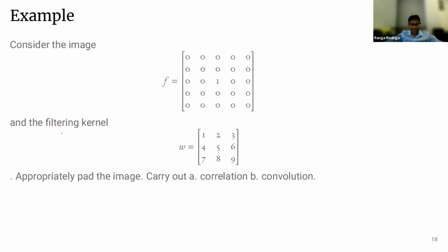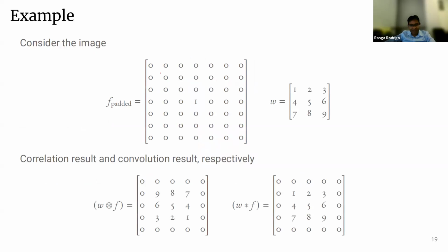So consider that there is an image like this. This is an image. It's a grayscale image, and there is only one 1 here. And this is the kernel 1, 2, 3, 4, 5, 6, 7, 8, 9. That's the kernel. So we want to apply correlation and convolution and see what happens. Before applying, let's pad the image. So this is the original image. I have padded it with zeros all around it. Otherwise, I cannot locate the center of the kernel at the very corner.